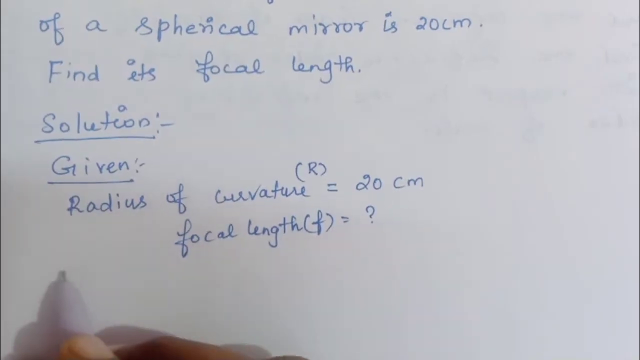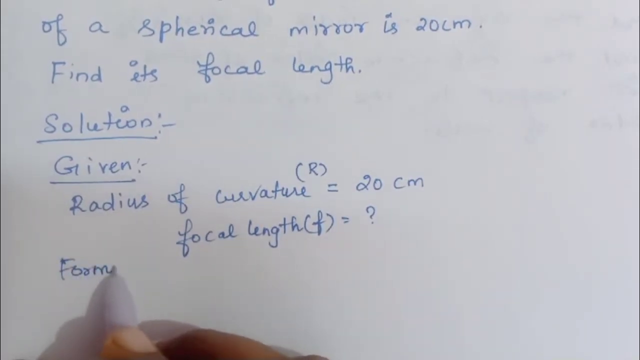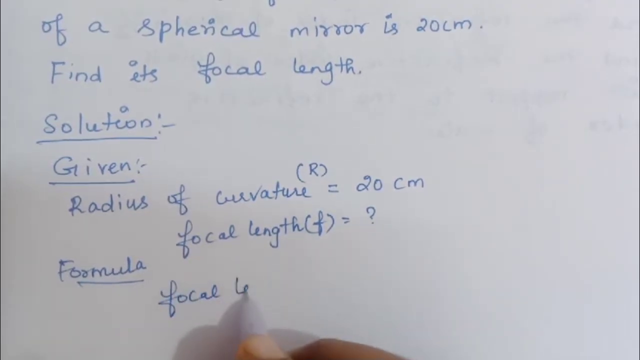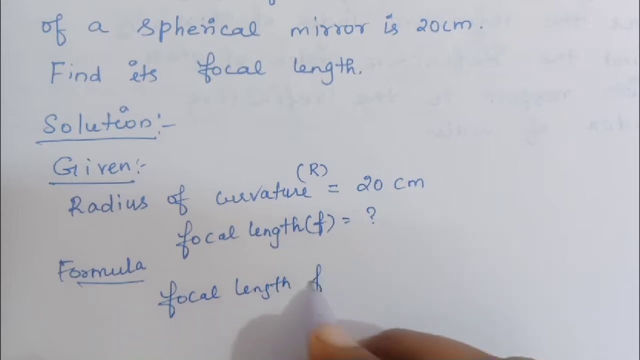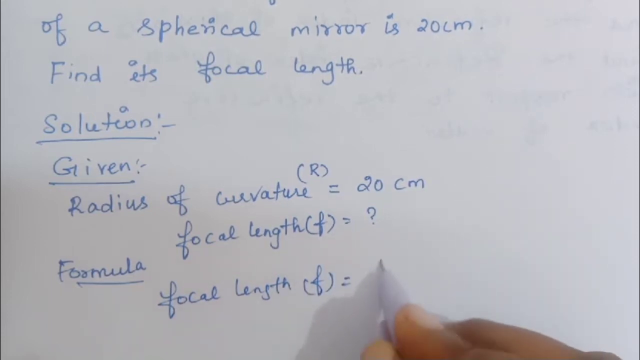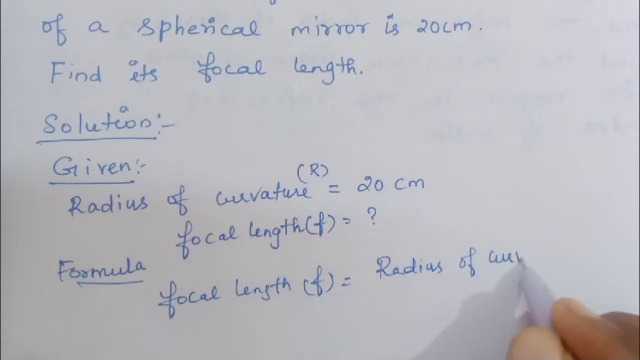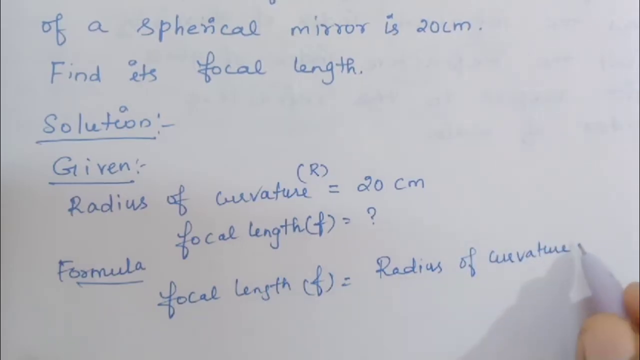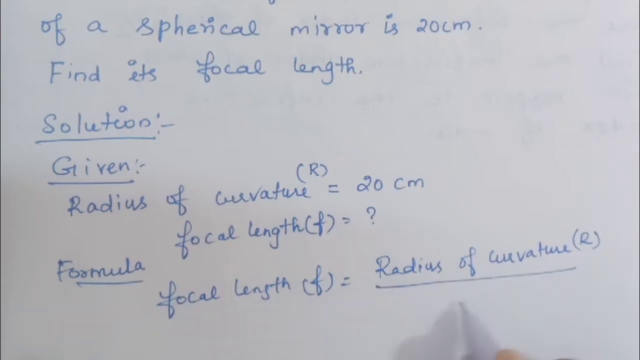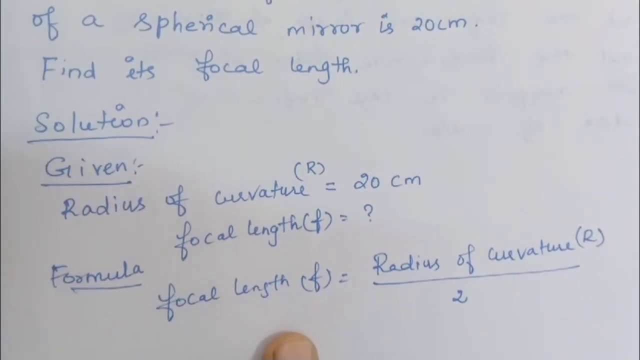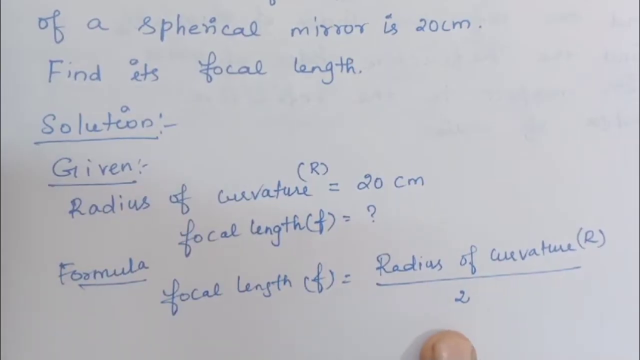Okay. Our next step is formula. So we all know the formula. Focal length f is equal to radius of curvature, denoted by the letter R, divided by 2. The formula is focal length f is equal to radius of curvature divided by 2.